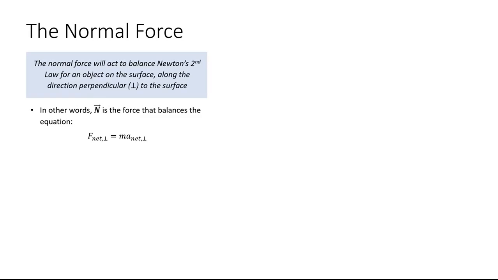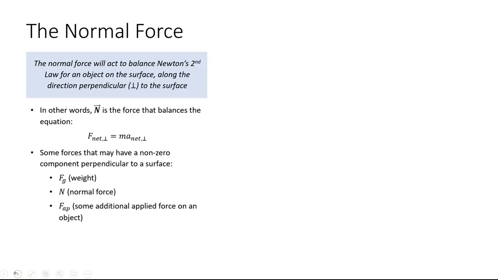Then we need to think about what is the net force acting on an object perpendicular to some surface. To do that, we can think about forces that may have non-zero components perpendicular to a surface. This F net perp may include things like weight, or at least a component of the weight. It's always going to include the normal force, because we know the normal force always acts perpendicular to a surface. And there might also be some other applied forces that could have components acting in the direction perpendicular to a surface. What that means is that you could end up with a normal force that's greater than, less than, or equal to the weight of the object sitting on the surface.